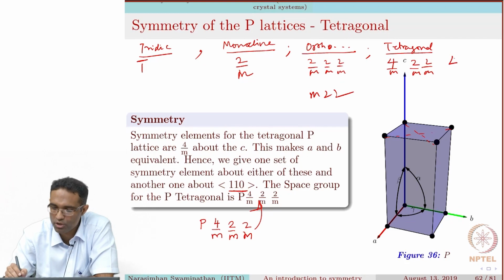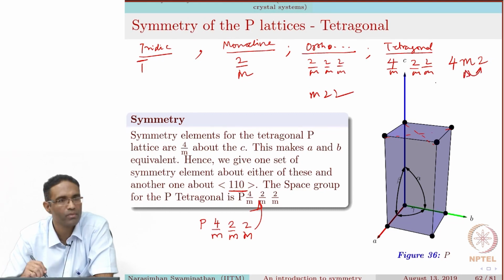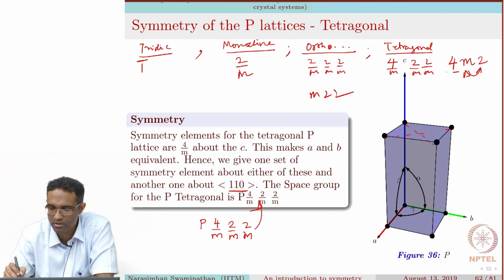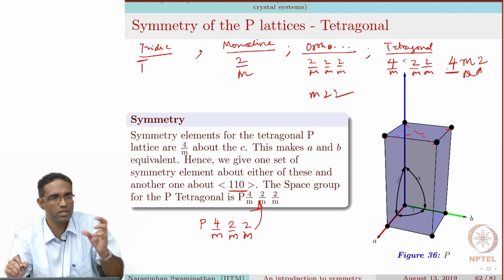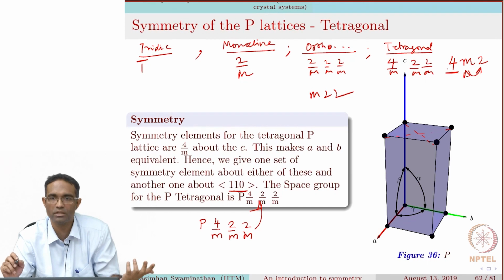Now if you see, the first one is 4, but after that, if it is a combination of mirror and 2, either of these, then you will understand that because of the presence of four-fold rotation, it is the tetragonal unit cell that you need to use to generate this crystal structure.